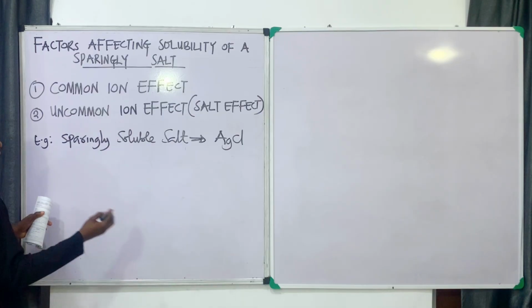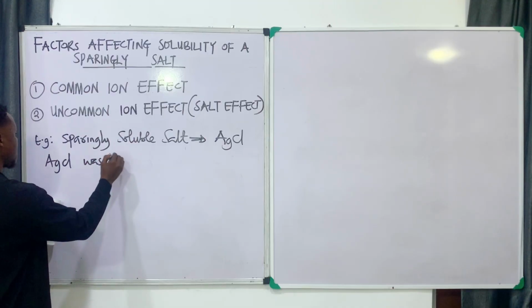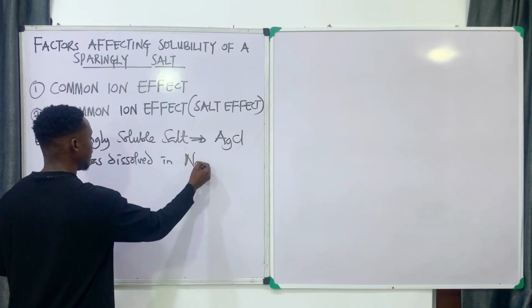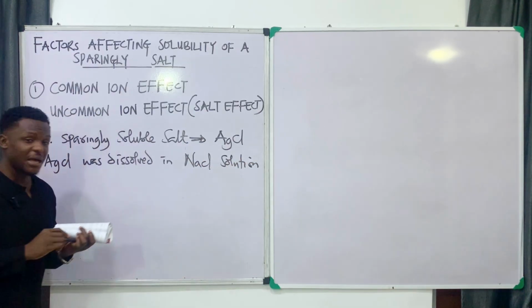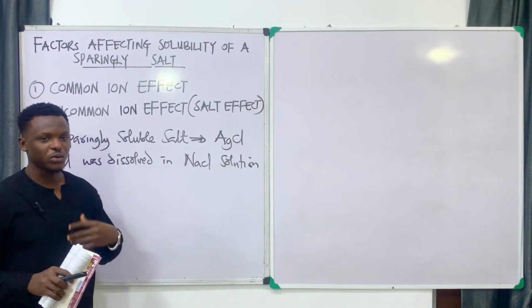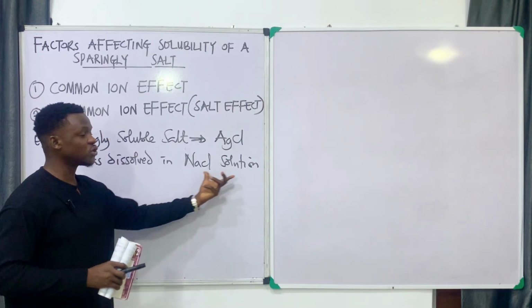Now we are told that AgCl was dissolved in NaCl solution. This time around, it is not dissolved in water, right? Water is the normal solvent that we are supposed to use, but in a case where we're no longer using water, we now use a salt solution.